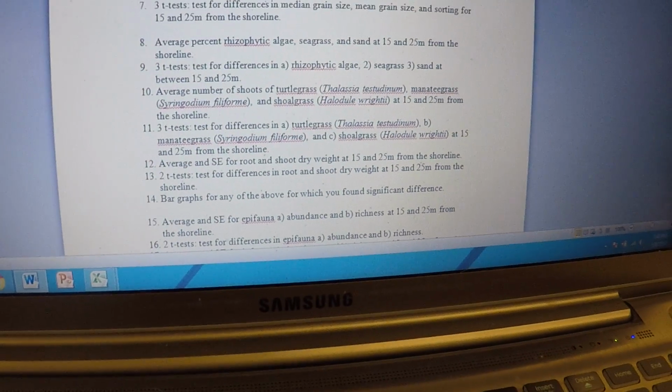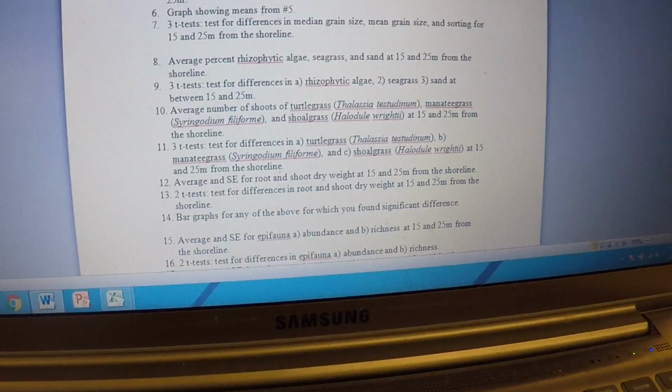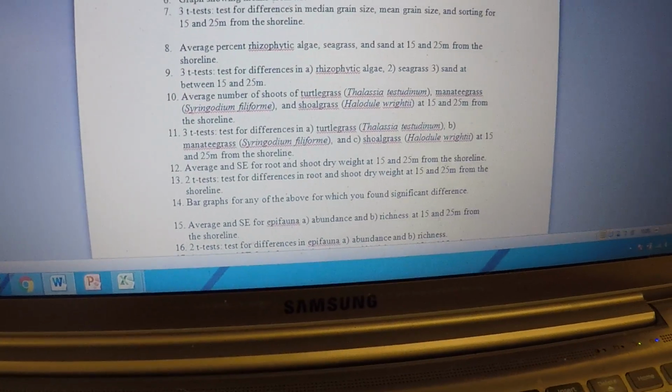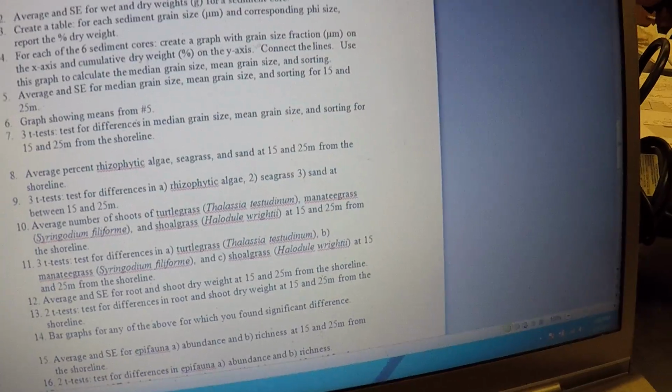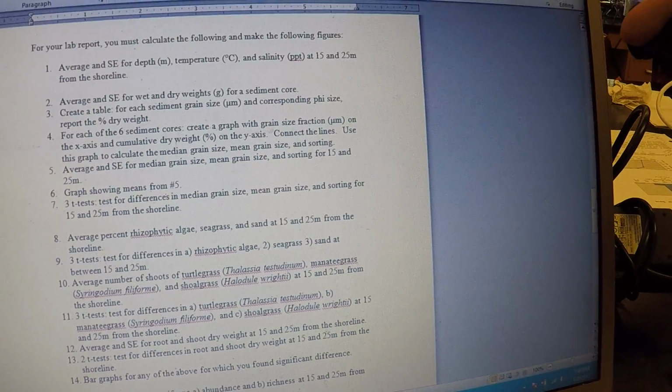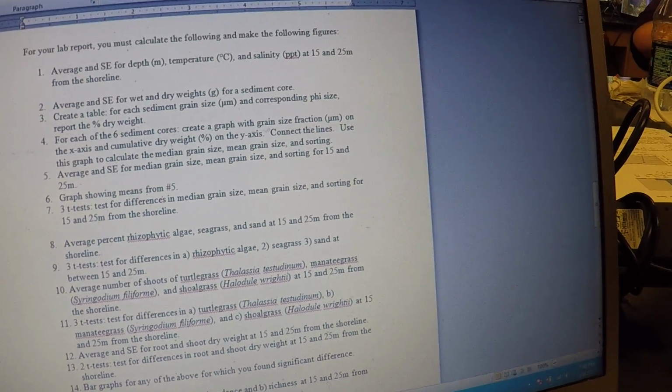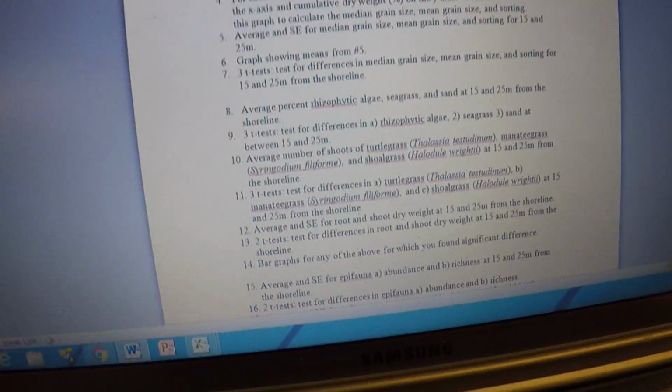If you do not find significant differences, you should still report the information. You just don't need to make a graph. So definitely report that you didn't find a significant difference, and give the test statistic and the p-value, and then just say there was no significant difference.